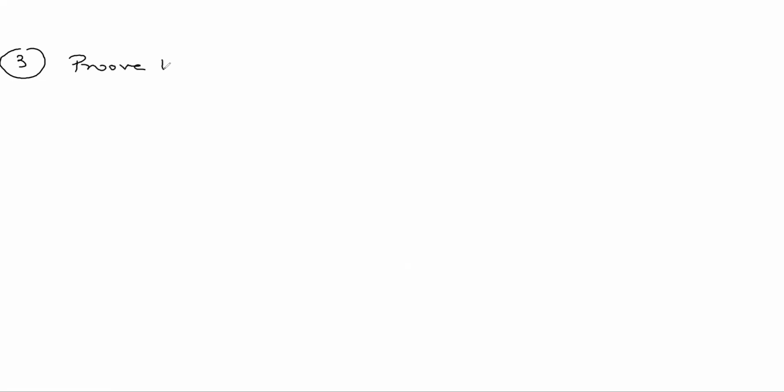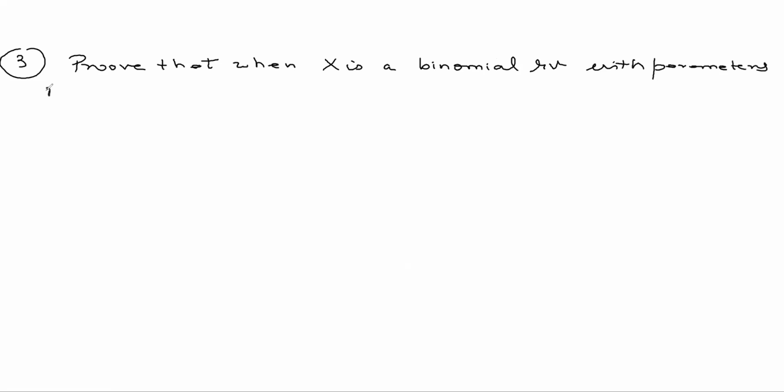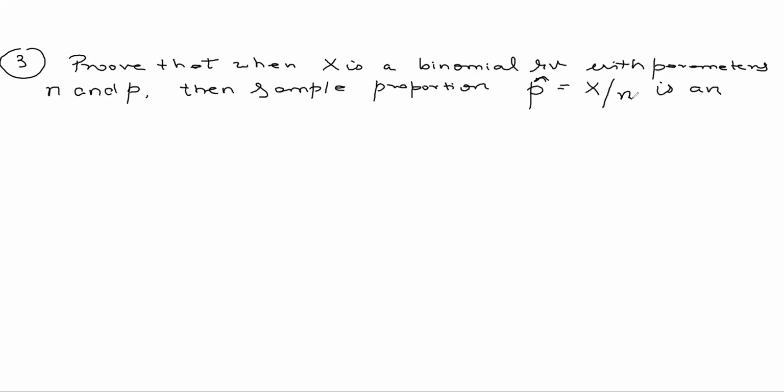Prove that when X is a binomial random variable with parameters N and P, then the sample proportion P hat, which is equal to X by N, is an unbiased estimator of P, that is the population proportion.